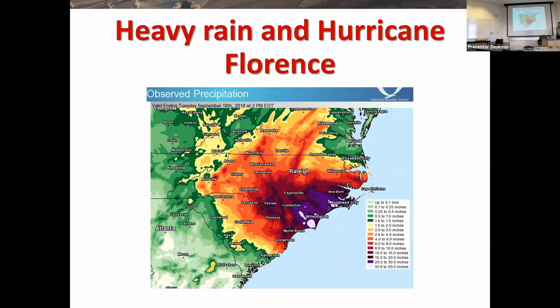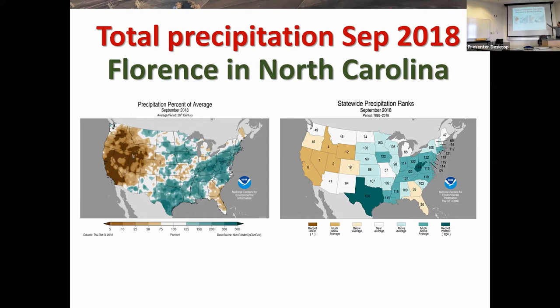But putting it into climate perspective, I want you to notice two things. First, North Carolina didn't hit a record last year for September, even though we had Florence. Instead, Texas set a record. There were no tropical systems. They just had very heavy rain. Also of note is the fact that California was extremely dry during the month of September, and we know that we had wildfires that year.